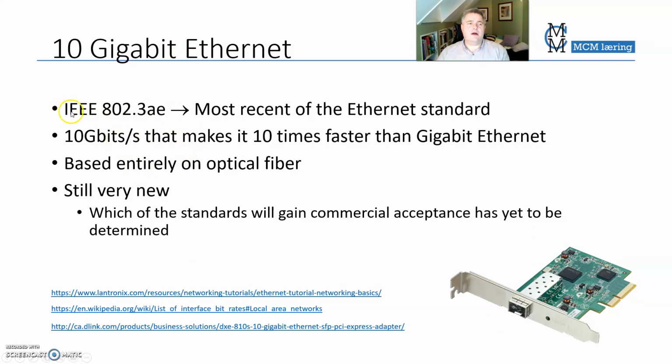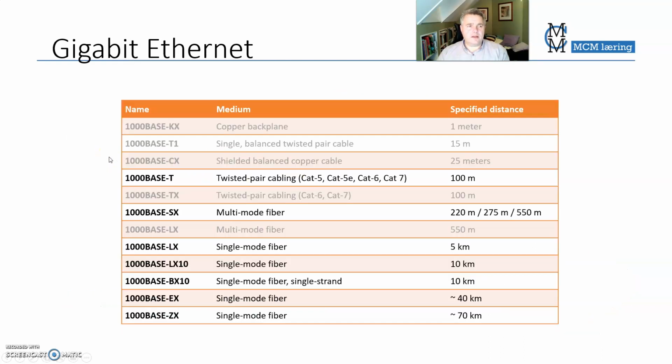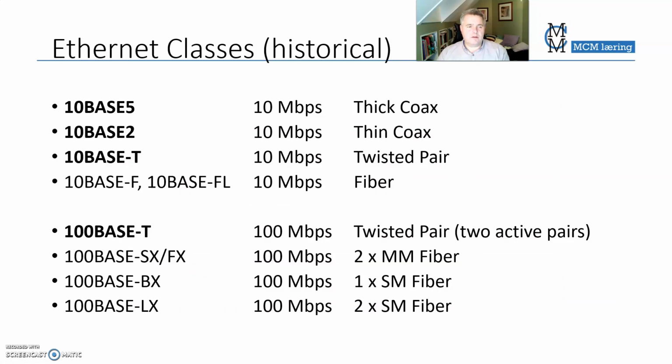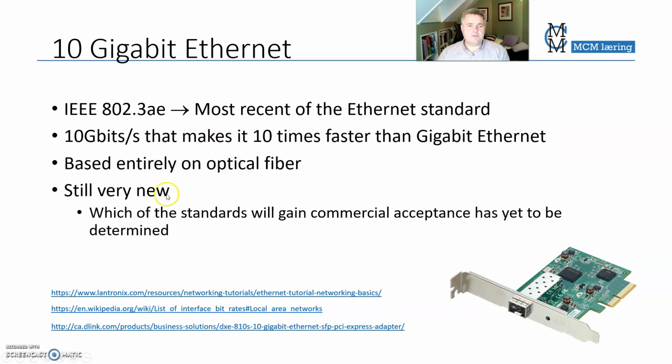Standardized in IEEE 802.3ae, which is the most recent standard. So it's based entirely on optical fiber, while all the other standards here, gigabit, 100 base and 10 base, could be implemented in both copper and fiber based. The 10 gigabit is entirely based on optical fiber.